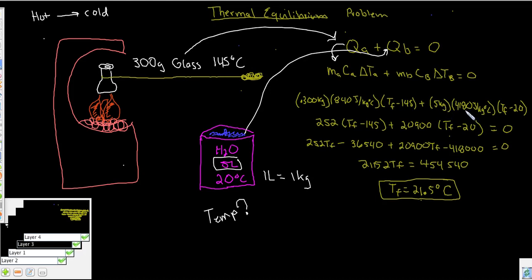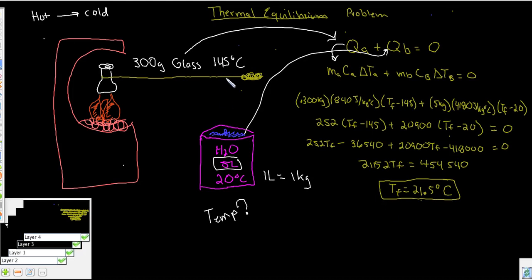My specific heat of liquid water is 4,180 joules per kilogram degrees Celsius. And I have my final temperature minus my initial temperature of my water. All right, so go ahead and distribute these things out, and I'm going to combine my TFs right here. I'm going to pull my other number over to the side and divide by that, just a little bit of algebra, and I'm going to end up with my final temperature is 21.5 degrees.